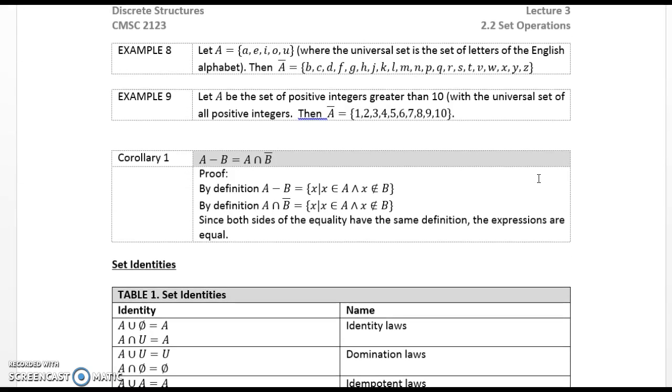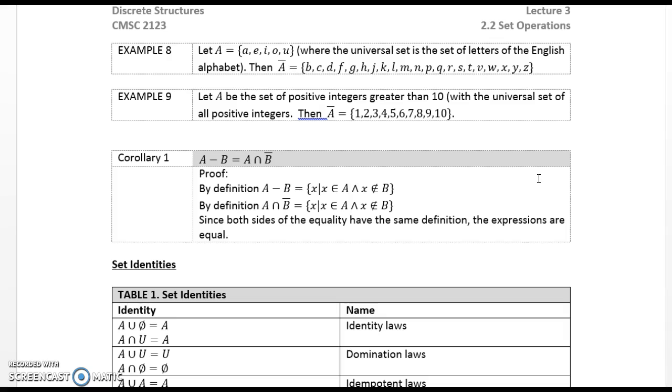Example 8. Let A be {A, E, I, O, U}, where the universal set is the set of the letters of the English alphabet. Then the complement of A is the consonants B, C, D, F, G, H, J, K, L, M, N, P, Q, R, S, T, V, W, X, Y, and Z.